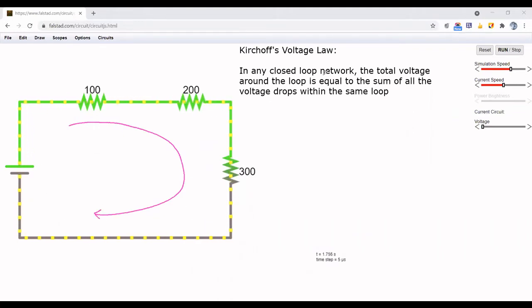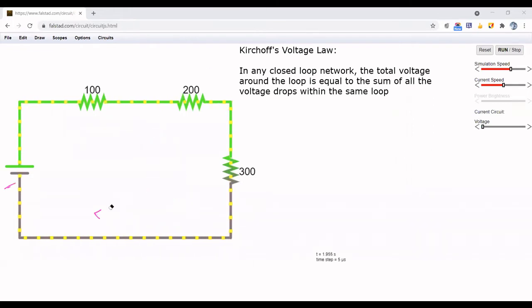In any closed loop network, the total voltage around the loop is equal to the sum of all voltage drops within the same loop. So now let us realize it through a simulation.